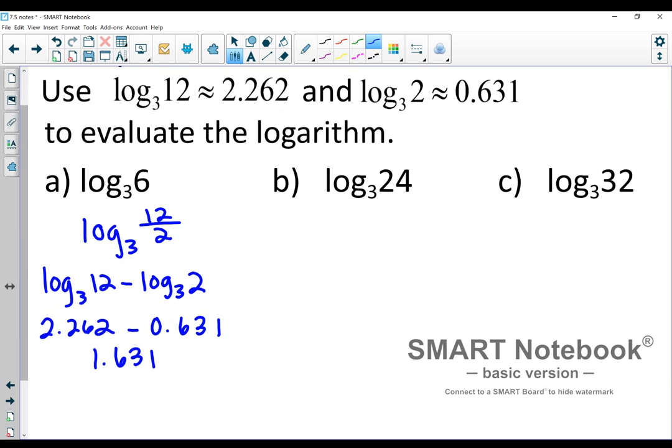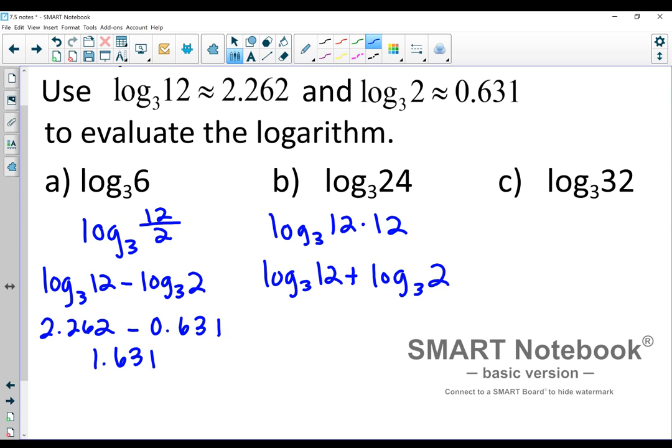So now on to the second one. I want to take the 24 again. I'm trying to make it out of a 12 and 2. So I'm not using a calculator to evaluate. I'm just using what these two different logs that they're giving me are equal to. So I can say that this is equal to log base 3 of 12 times 2. So log base 3 of 12 plus log base 3 of 2.